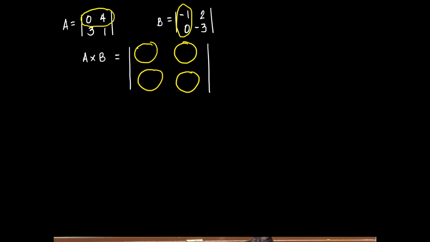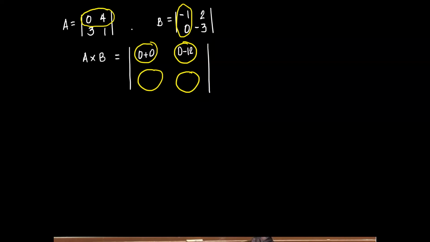So 0 times negative 1 is 0, plus 4 times 0 is still 0. Now, first row, second column. 0 times 2 is 0. 4 times negative 3 is negative 12.